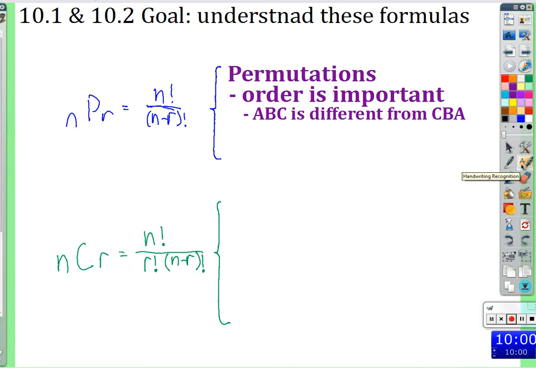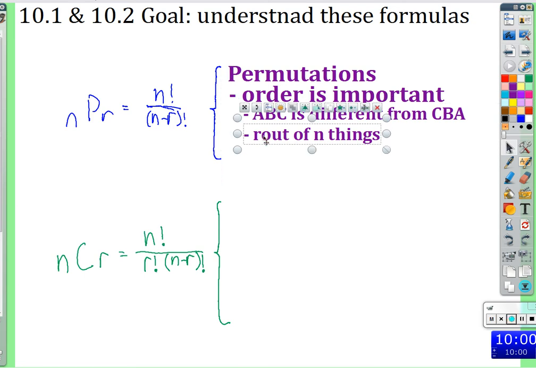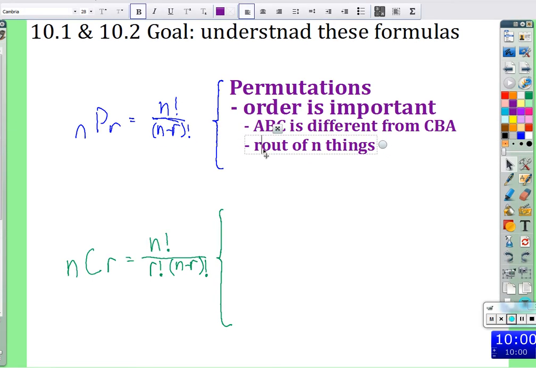And this formula we have is n, well, let's see. We're taking r out of n things. That's what n and r mean. So there's a group of n things, and we are taking out r of them and then arranging them in groups.